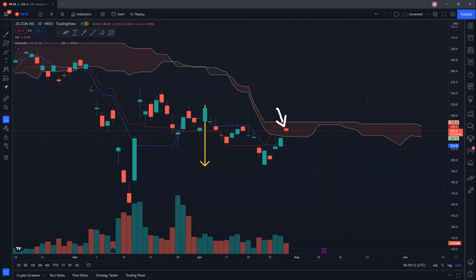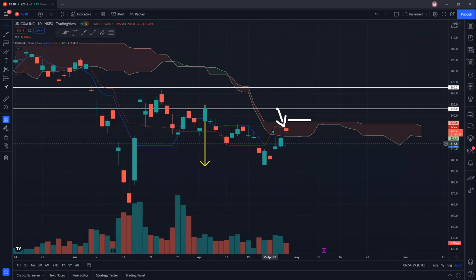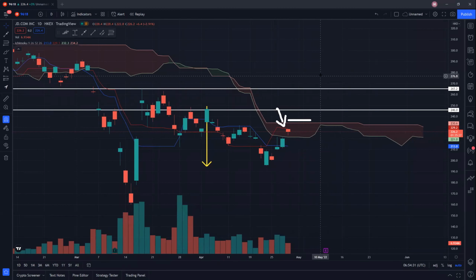JD from moving higher. And if we are able to move higher and break through this cloud resistance, then we are likely to go back to test this resistance at around 240. This is the potential short-term resistance for JD before we can go back to test these highs at 265. So as of now, the chart still looks pretty all right, and it looks pretty healthy.